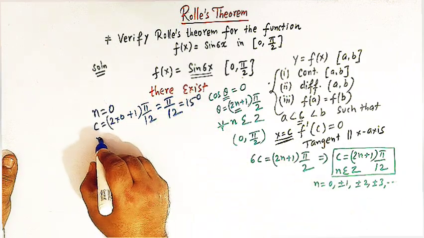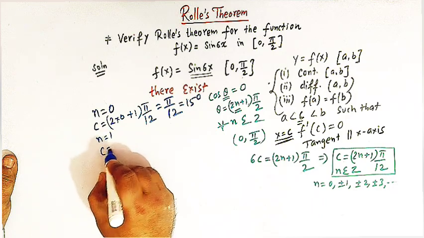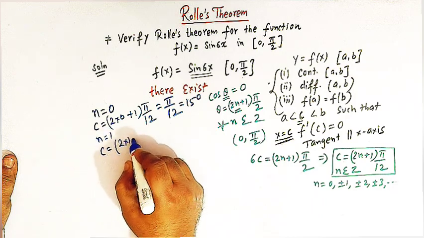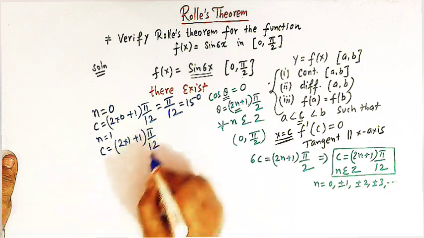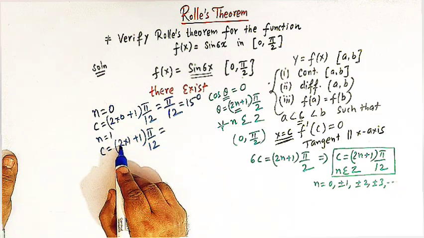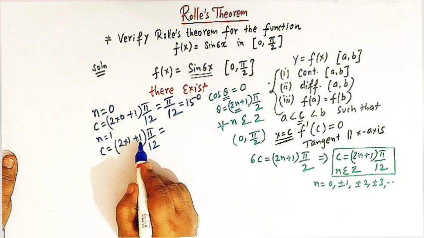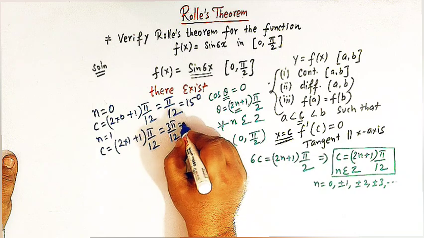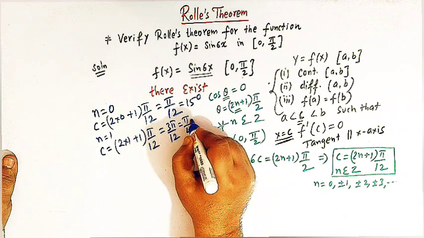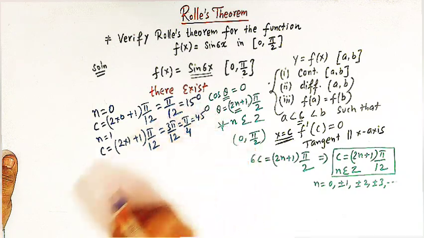Let us take n is equal to 1. Then the value of c is 2 times 1 plus 1 over pi by 12. And here we have this is 2 plus 1, 3, and 3 pi over 12, and 3 pi over 12 is pi over 4, that is 45 degrees, right?